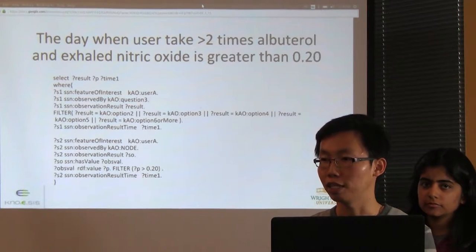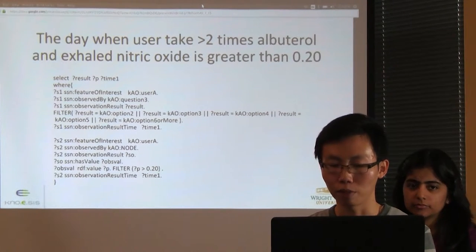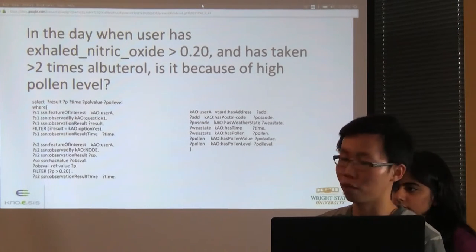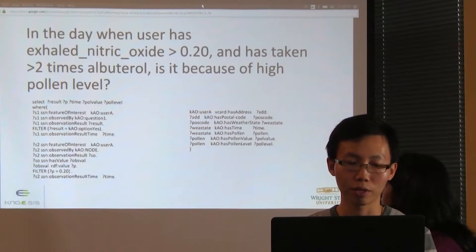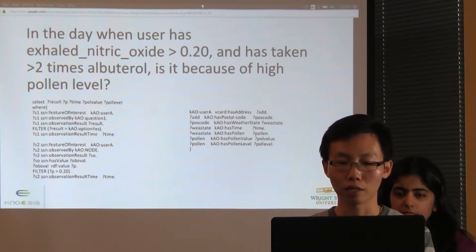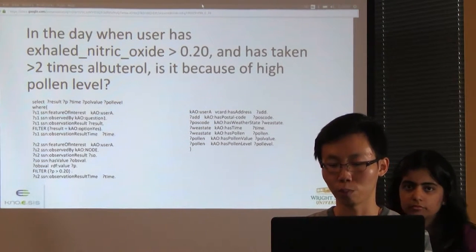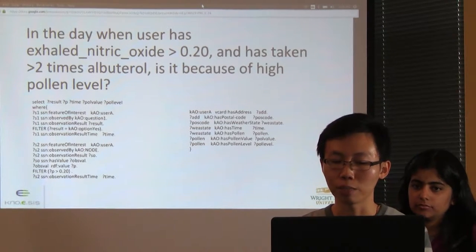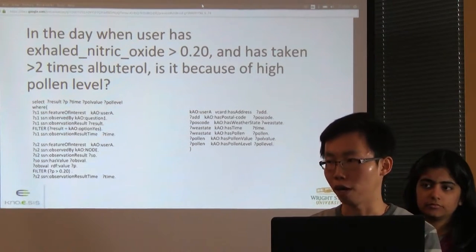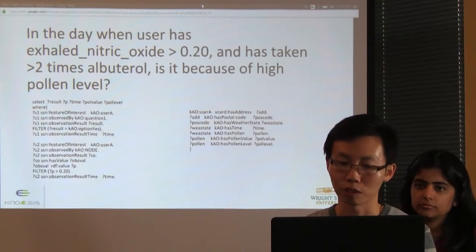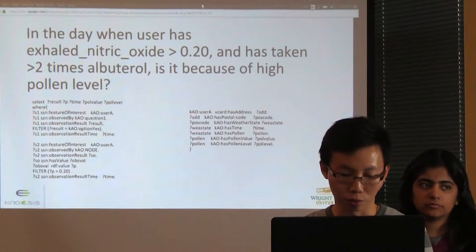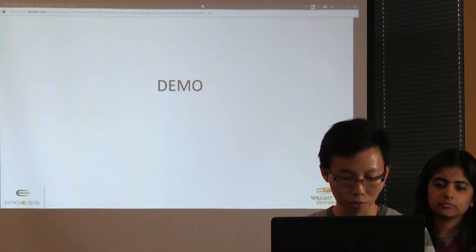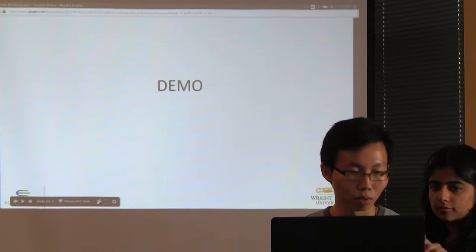If we have a hypothesis and want to verify it, we can also use queries to do that. For example, on the day when the user has exhaled nitric oxide more than 0.20 and has taken Albuterol 2 times, we want to know: is it because of a high pollen level? Is the asthma symptom triggered by a high pollen level? We can do that. So let's try the demo.